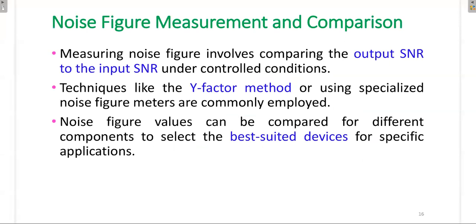Noise figure management and comparison. Measuring noise figure involves comparing output signal to noise ratio and input signal to noise ratio. Mostly output signal to noise ratio will be less than the input signal to noise ratio because of the noise added by the system. We always try to reduce the noise added by the system. Then techniques like Y factor method or using the specialized noise figure meters are commonly employed. Noise figure values can be compared for different components, okay, to select the best suited devices for a specific application.